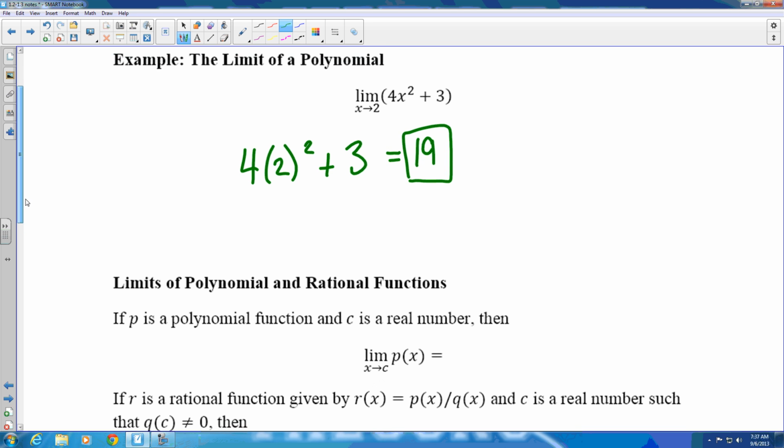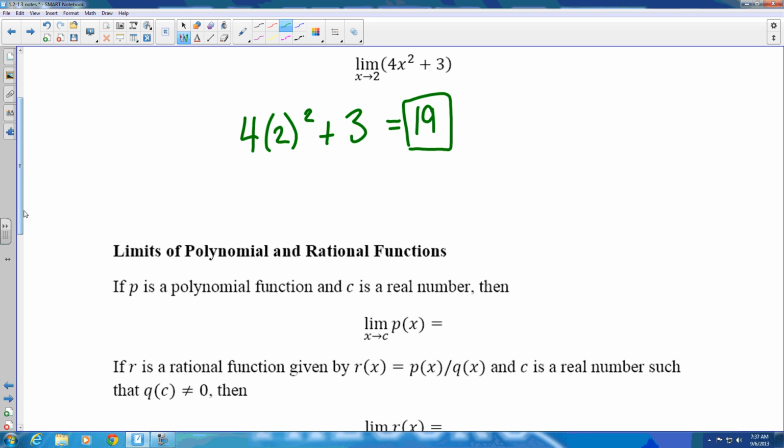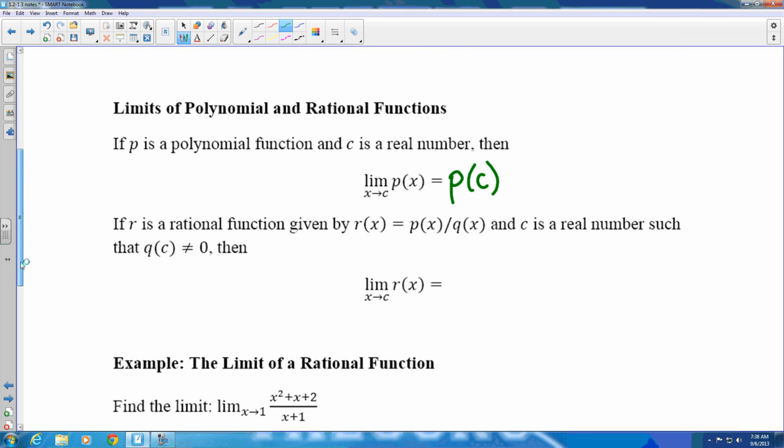So that was actually an example of a polynomial, which is the next definition we're talking about. If p is a polynomial function and c is a real number, then the limit as x approaches c of p of x is just p of c, which is what we just did. If we have a rational function r, which is given by two polynomial functions divided by one another, r is p of x over q of x, and c is a real number, then the limit as x approaches c of our rational function r is r of c, or p of c over q of c.